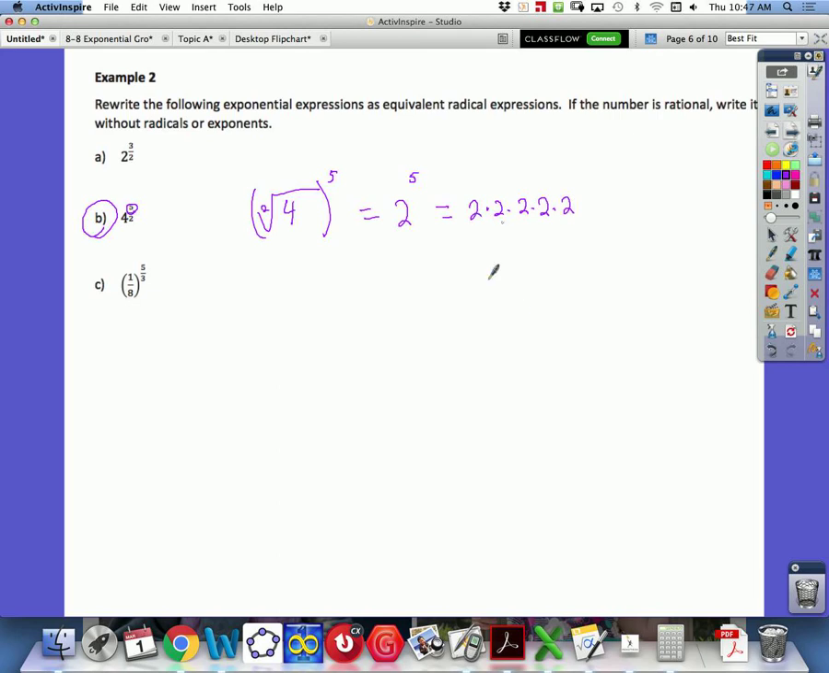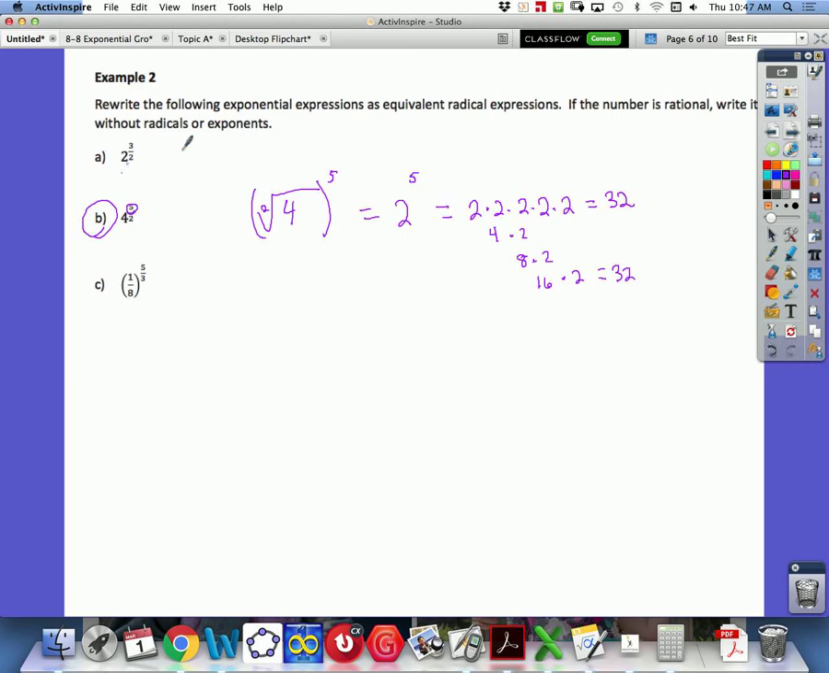So 2 times 2 is 4. 4 times 2 is 8. 8 times 2 is 16. And 16 times that last 2 is 32. So my answer to this problem is 32.